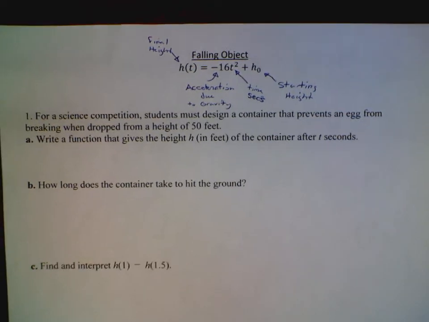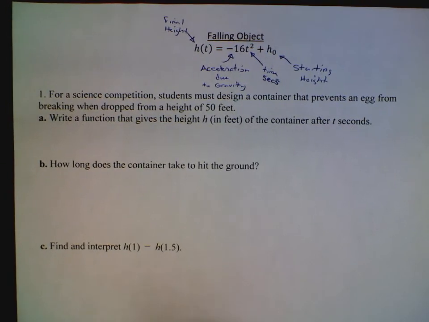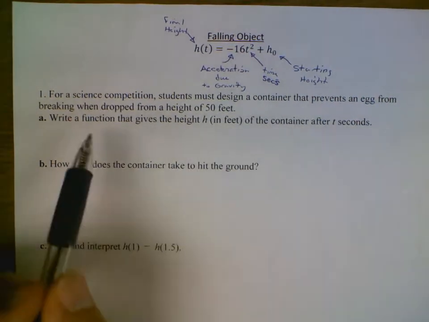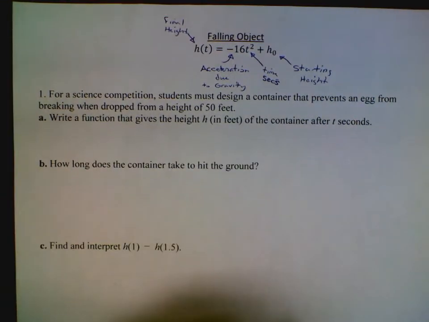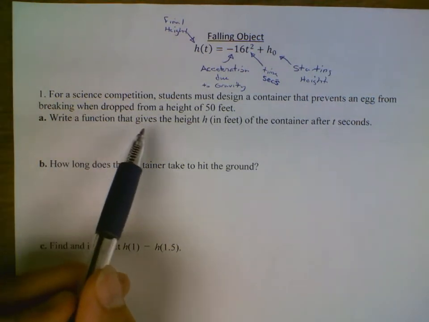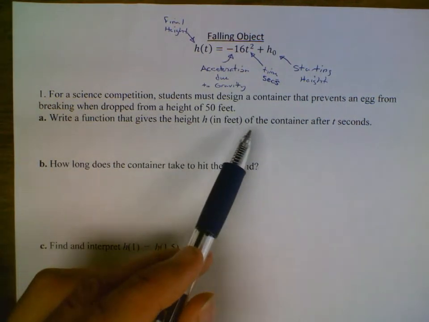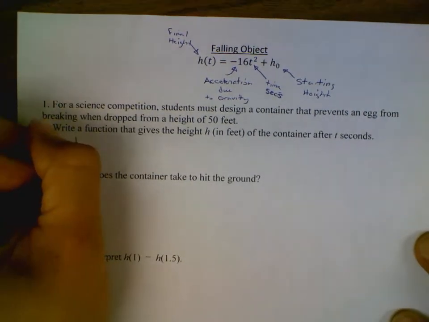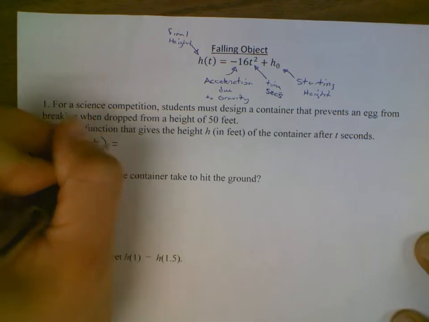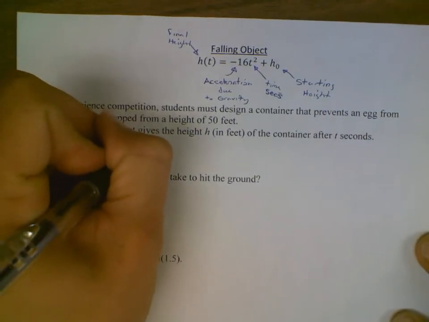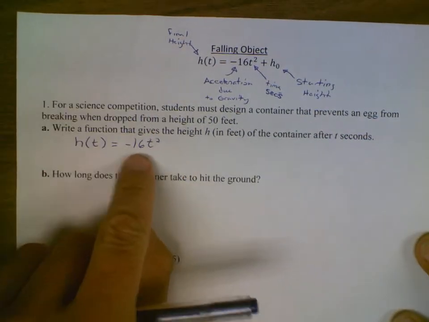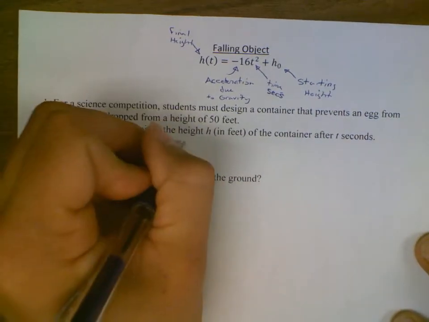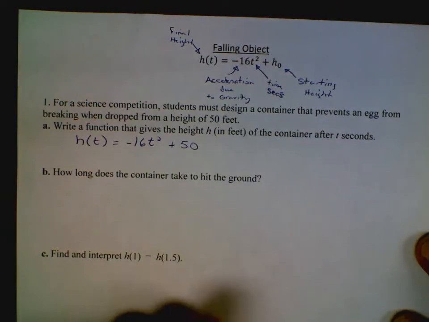So if I look at number one here, it says for a science competition, students must design a container that prevents an egg from breaking when dropped from a height of 50 feet. We want to write a function that gives the height h in feet of the container after t seconds. So to do this, I know the height of the object, h of t, is going to equal negative 16t squared. That's the acceleration due to gravity. And then I'm going to add the starting height, which was 50 feet. Okay, so this would be my equation.